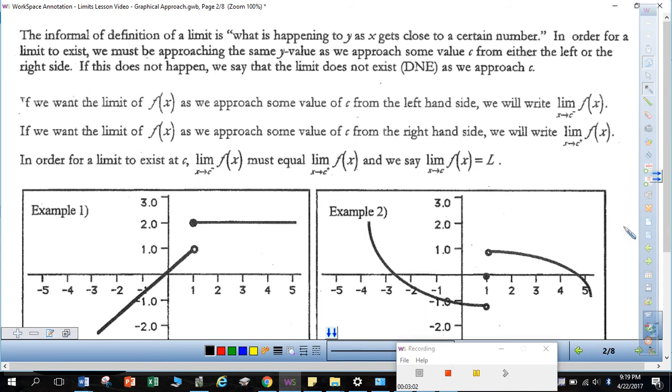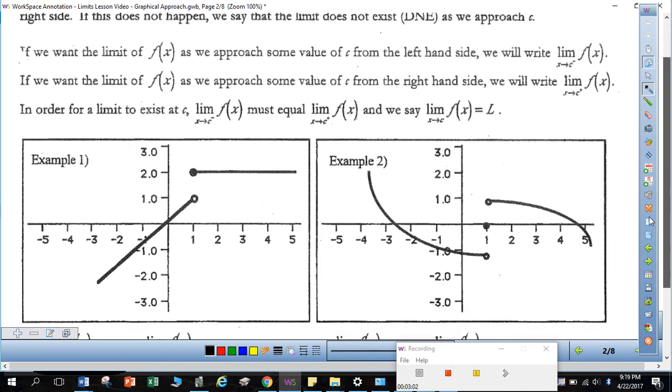If we want the limit of f of x as we approach some value of c from the left-hand side, we're going to write it out like this. And notice how there's a little negative up in the upper right corner next to whatever this number is. If we want to find the limit as we approach the value from the right-hand side, we'll do a similar notation, but that's going to be a little plus sign instead. So in order for the limit to exist, the limit coming from the left side must equal the limit coming from the right, and then we would say that our limit is whatever that y value is.